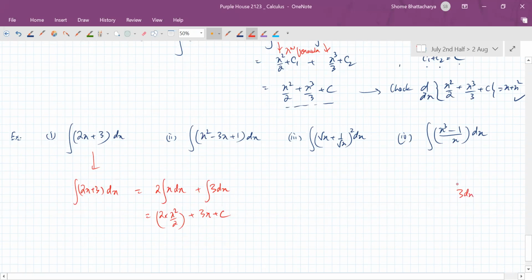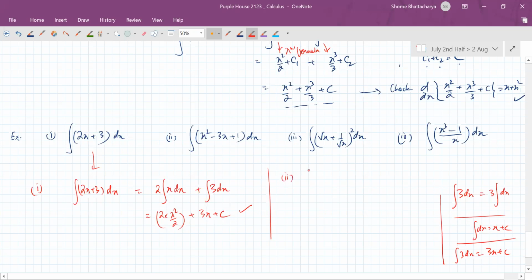So x to the power becomes 1 there. The value is actually just 1. No? It's 1 into dx. So integration of 1 into dx is what? It is x, because differentiation of x is 1. So like that, integration of 3 dx is 3x. Okay, so that's how we get this. This is the first one.